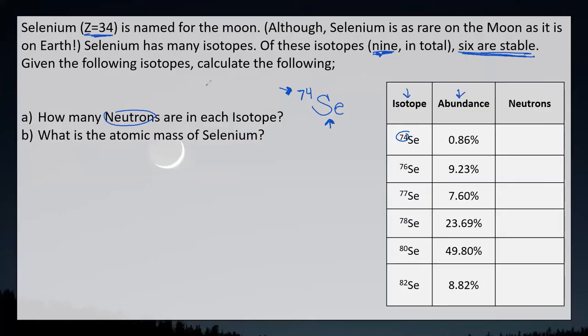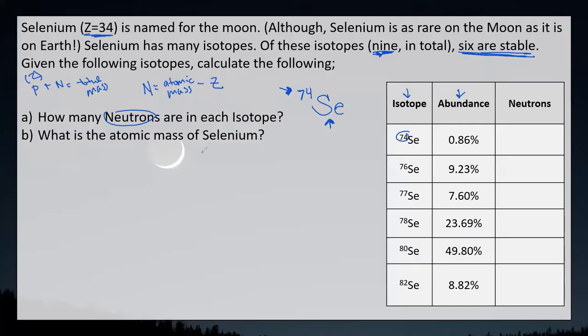So to figure out the number of neutrons, we just remember that neutrons equals atomic mass of your isotope minus Z, or you can remember that protons plus neutrons equals total mass. And then you could remember that Z is protons because the number of protons is what's determining the identity of that element.